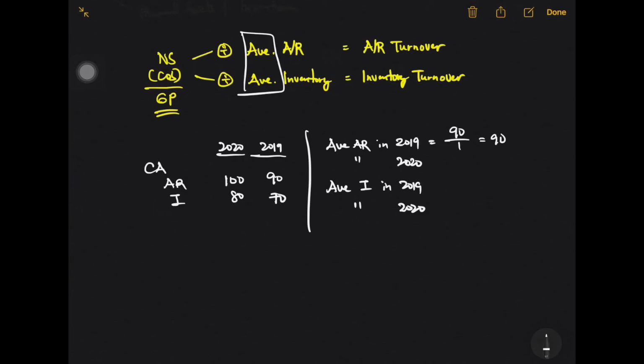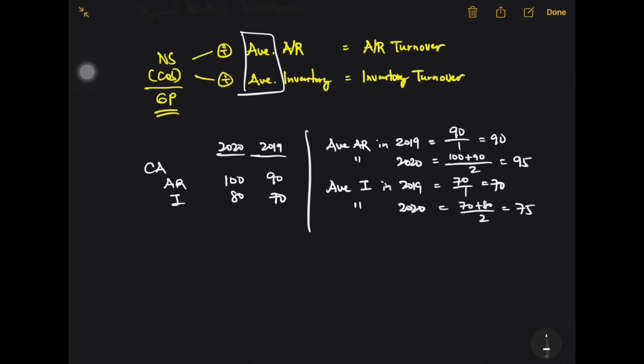How about for 2020? Since you have the data for 2020 already, you can average. So 100 plus 90 all over 2. Answer is 95. So this is the average AR in 2020. Next, average inventory. So this is 70 divided by 1, 70. Next, 70 plus 80 divided by 2. So 150 divided by 2, it's 75. So this is how we get the average.